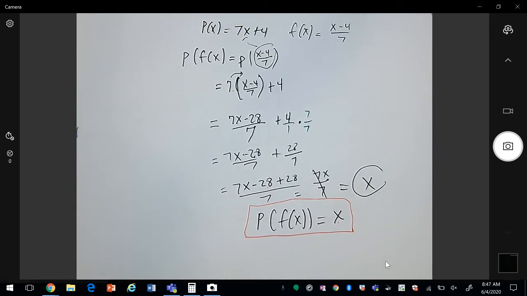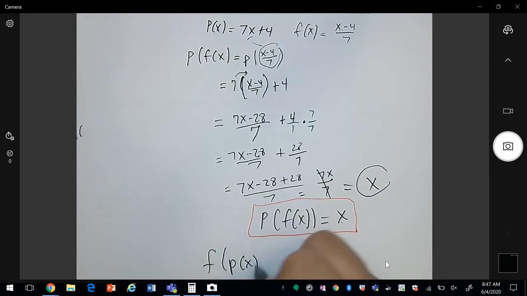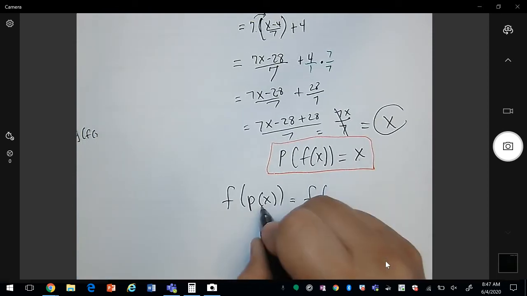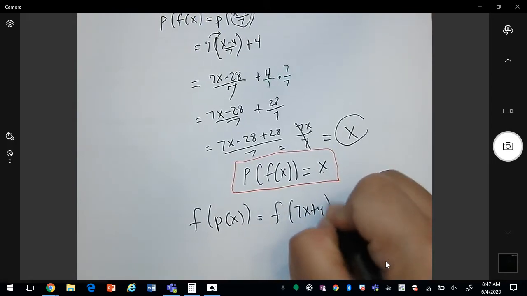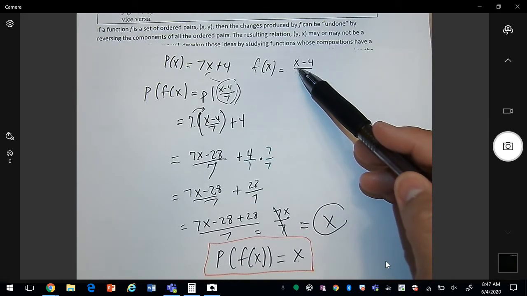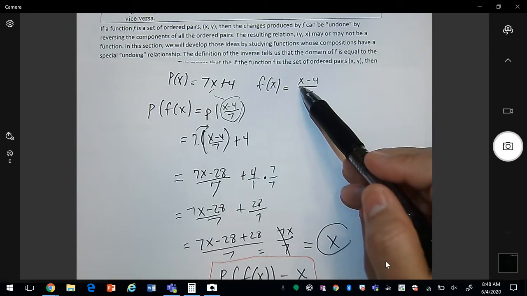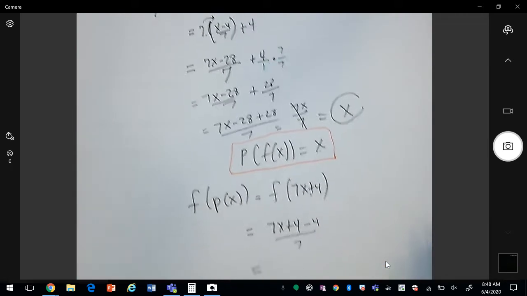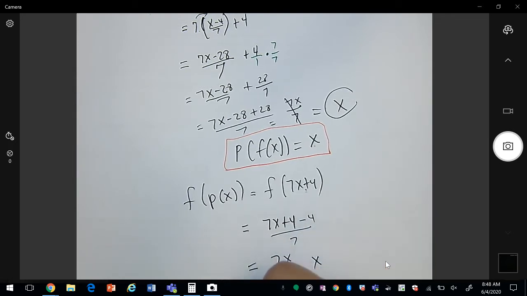However, it has to work if we reverse it. So instead of p of f of x, we also have to check f of p of x. So here I have f, p of x is 7x plus 4. So anywhere I see an x for f, I'm going to plug in 7x plus 4. So for this x, I'm going to plug in 7x plus 4 minus 4 divided by 7. So 4 minus 4 is 0. So we end up with x.